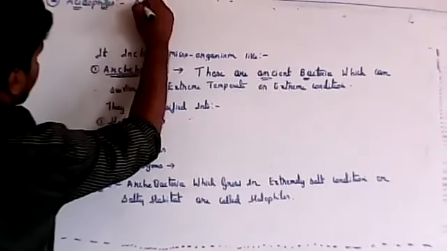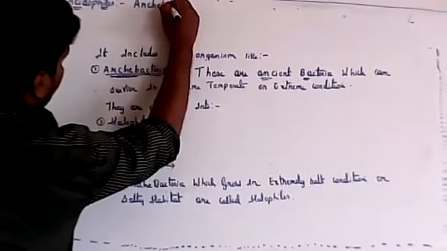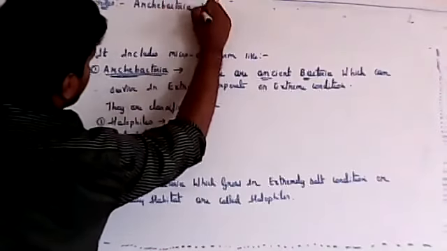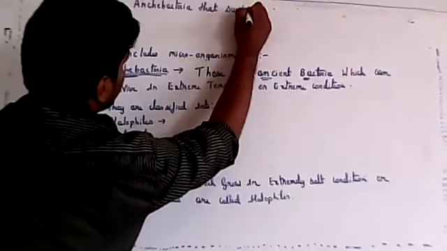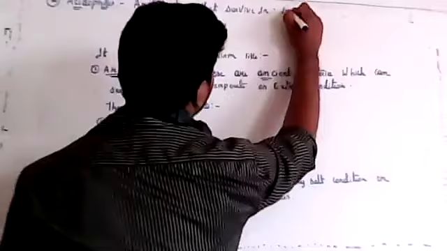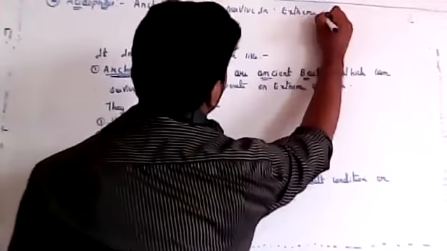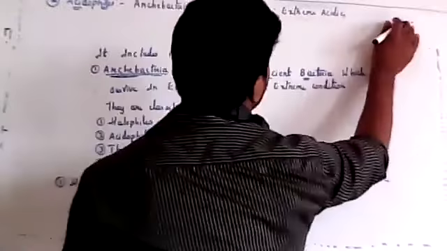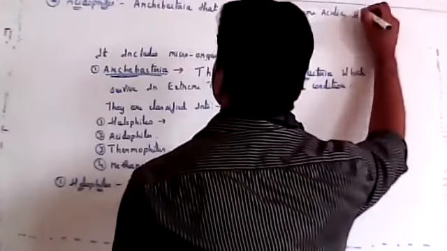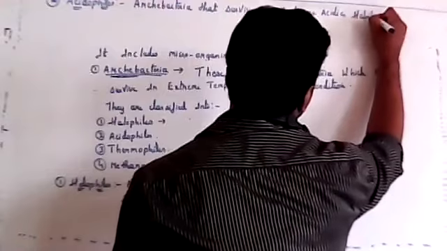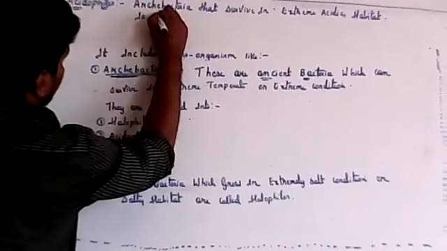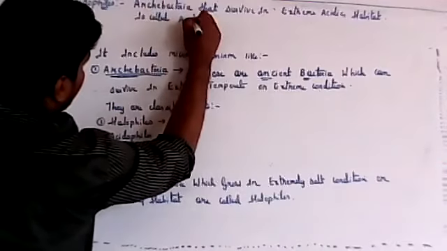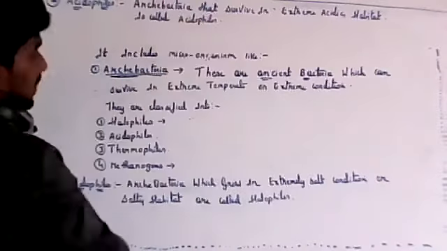So archaebacteria that survive in extreme acidic habitat are called acidophiles.